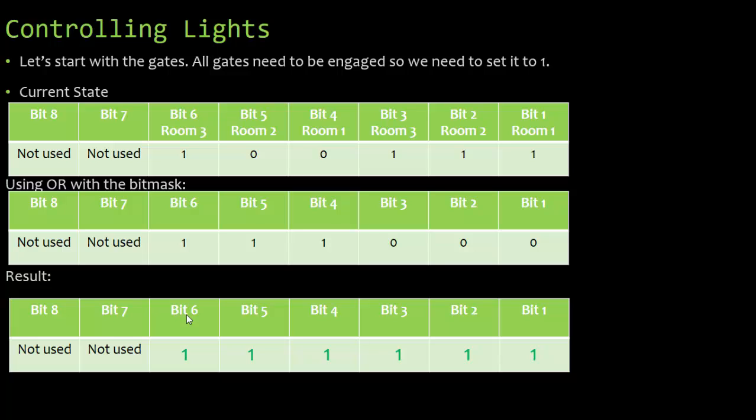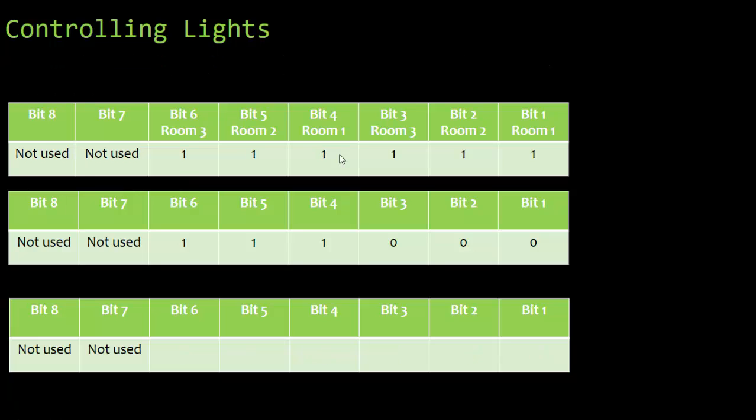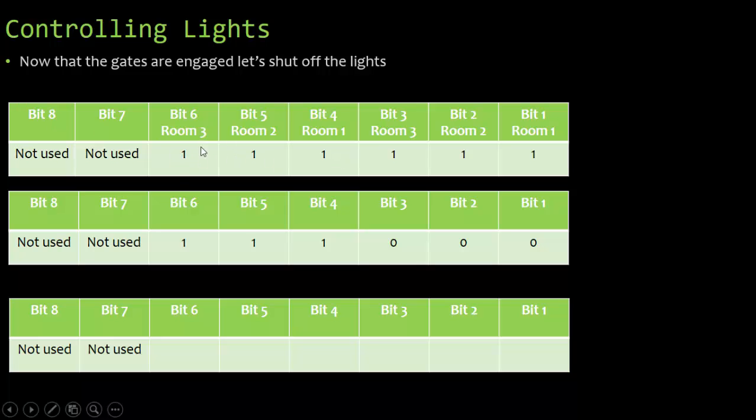So what we did was we used the bit mask with the OR operand, and what that does is we are able to manipulate the bits to get them to do exactly what we want them to do, and we're able to shut all the gates. So push of a button, doesn't matter if they're open or closed, by using OR, we can get the bits to set exactly what we need them to set to. So now that the gates are engaged, we set them all to 1, we need to shut the lights off.